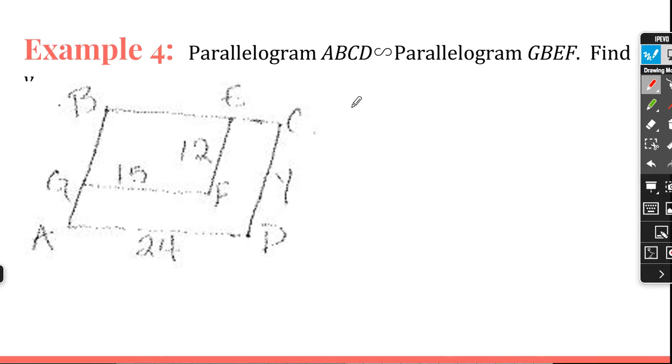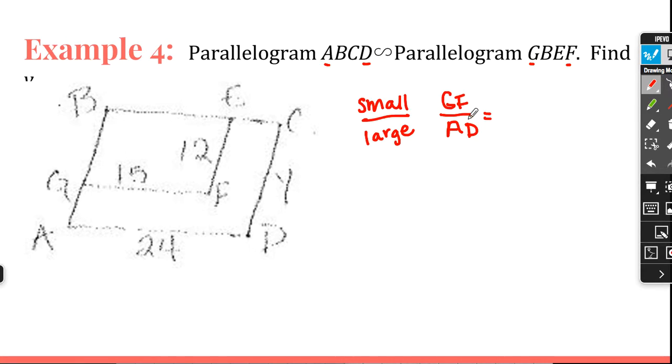So maybe I'll choose to go small parallelogram to large parallelogram. If I go small to large, then I'm going to have to keep my height here and my length down here separate. So from small to large, let's use the ones that we know together. So GF, if I start with GF in the small, so that's G and F, then in the big one, that's going to be A and D. So just to double check to make sure that they're lined up, we can use those names.